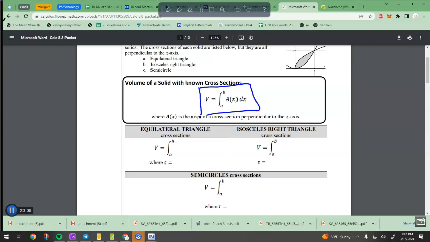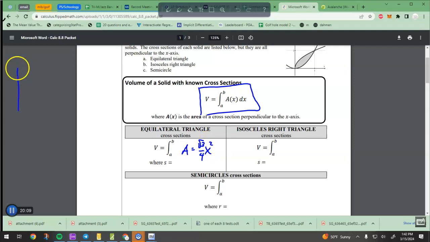So you just plug it in the area formula, and then they're just giving you like, hey, we might ask you to find these also. So equilateral triangle. I'm just going to write down the area formula. Area equals the square root of 3 over 4 times x squared.